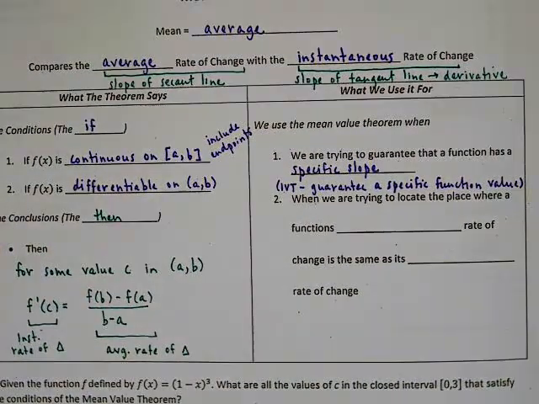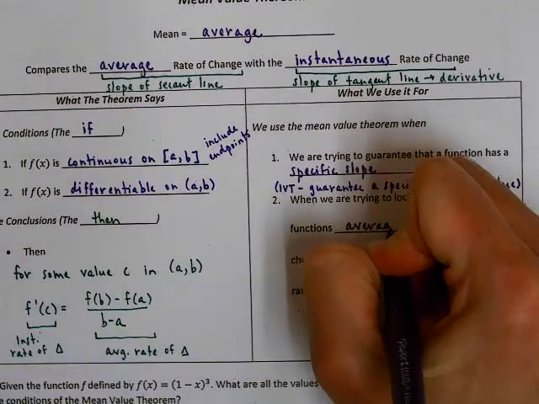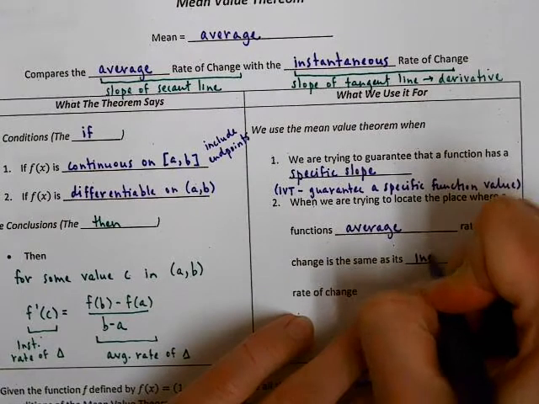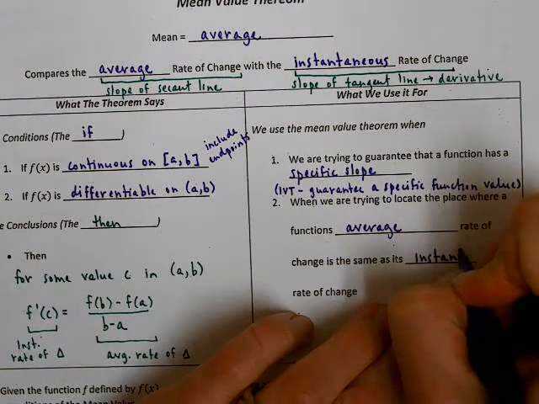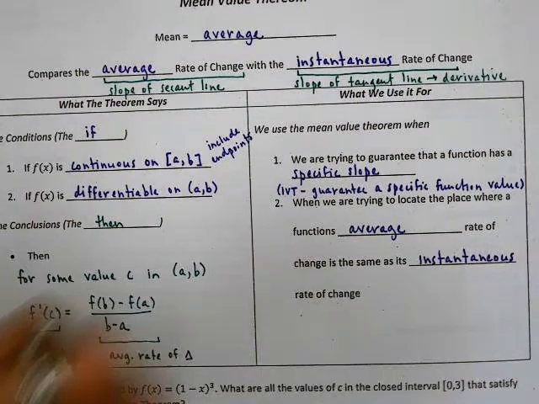So we use MVT when we're trying to guarantee that a function has a specific slope, or when we are trying to locate the place where a function's average rate of change is the same as its instantaneous rate of change. With this theorem, we can actually find the location of that point.